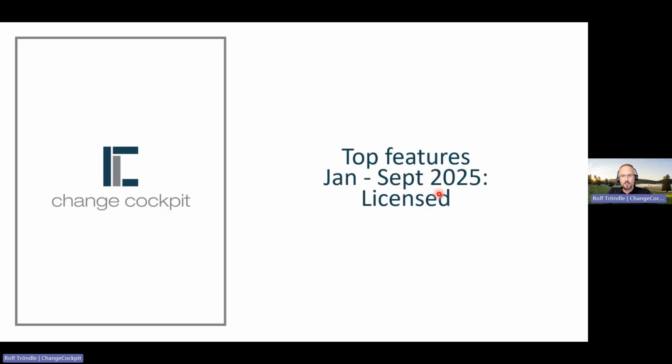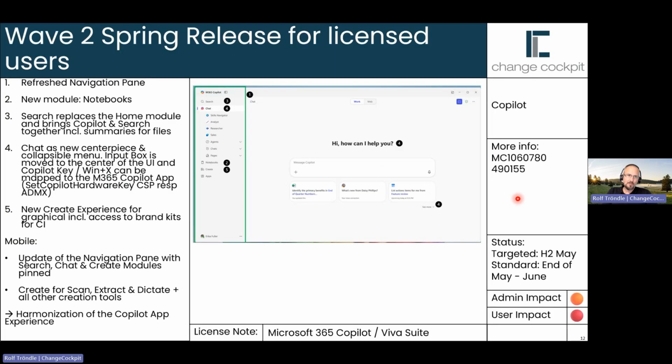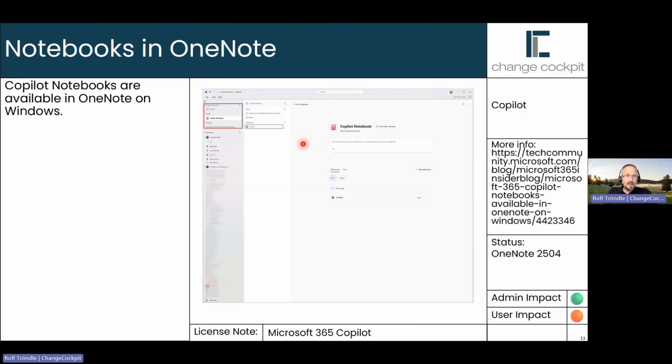Then my top features since January till September, Change Cockpit. I went through all the slides from the Change Cockpit about Copilot and picked them out for the licensed users. Again, the Wave 2 Spring Release, because it's the same, or the refreshed navigation pane, you will see no matter where you access Copilot. Then we have the notebooks in OneNote integration.